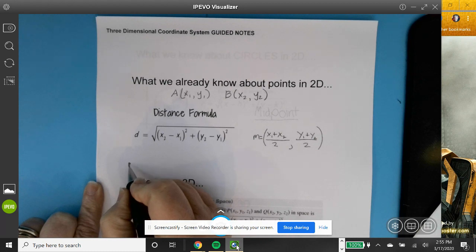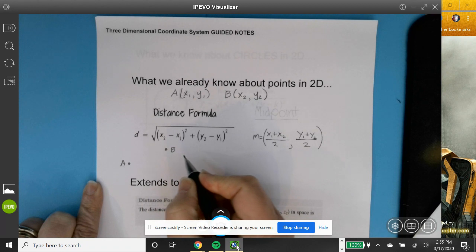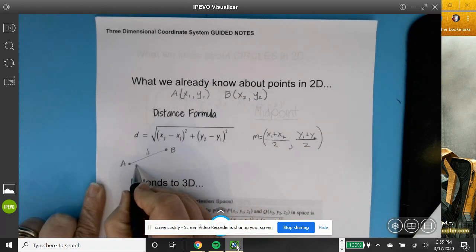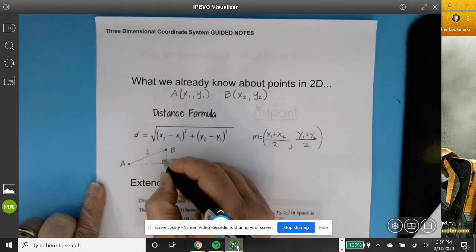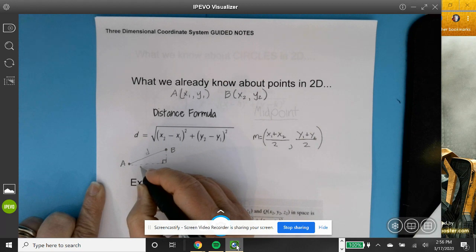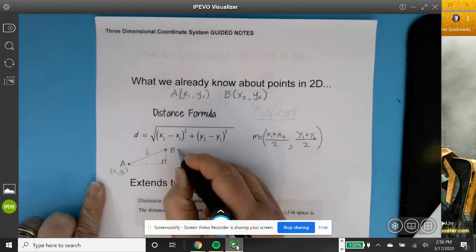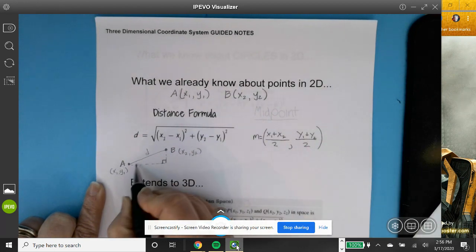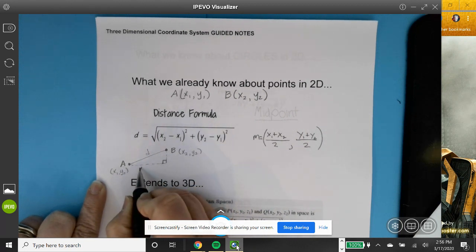Geometrically, if I have a point A right here and a point B right here, and I want to know the distance between them, which is d, I'm going to make a right angle here. If this is (x sub 1, y sub 1) and this is (x sub 2, y sub 2), this distance here is going to be the difference in the x's. So it's going to be the bigger x, which would be x sub 2 minus x sub 1.